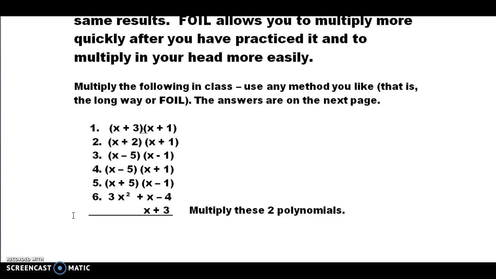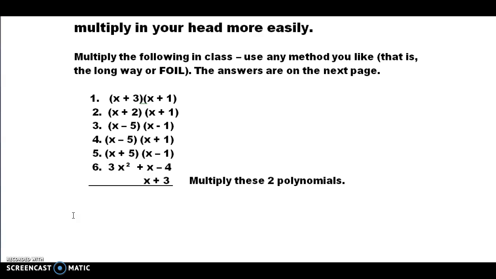What I'd like you to do then is pause the video and try these examples that are right here. There are 6 of them. 5 of them are set up to where you can use FOIL or long multiplication. On the 6th one, you can use either the long multiplication, or if you like doing it in a more linear form, you can use it that way. So pause the video, try the examples.